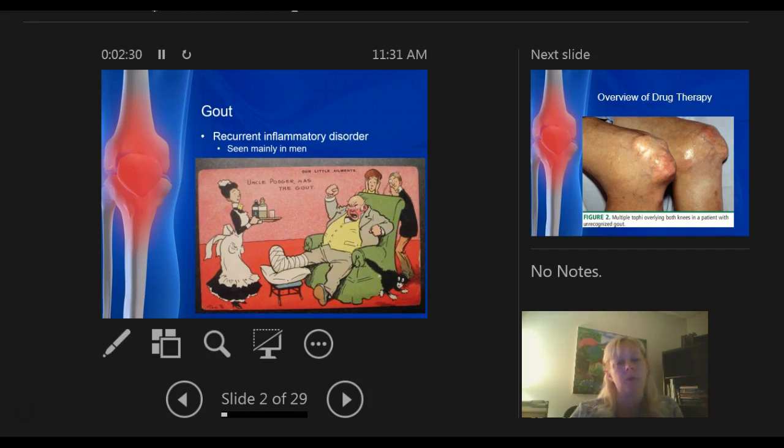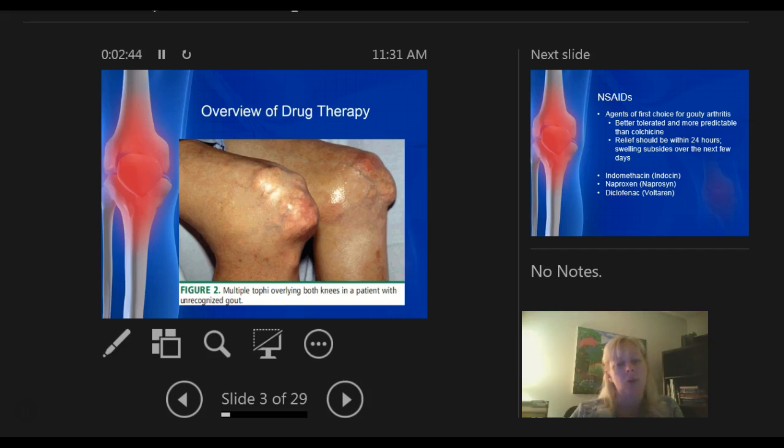And if it starts in one joint, the great toe being the most common, then it's usually going to recur. Some people end up not having a recurrence for a long time, but that's usually not the case. They can also happen in large joints. This is really severe. This is someone that's just had it not really treated very well and eventually diagnosed with gout. So this is pretty bad.